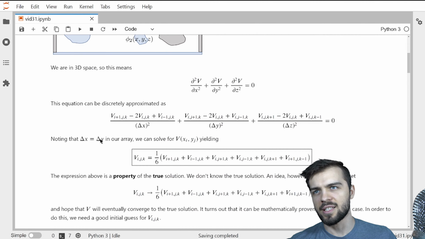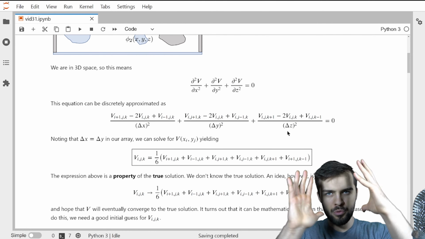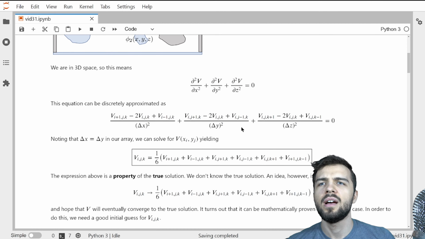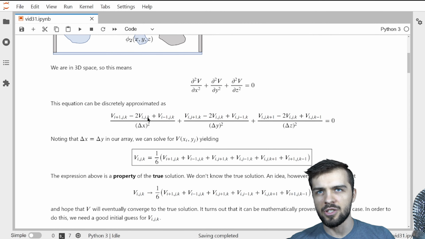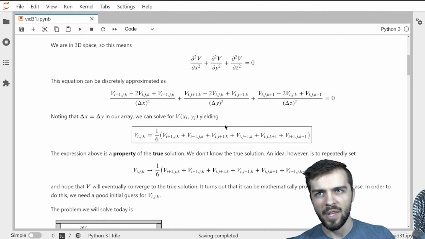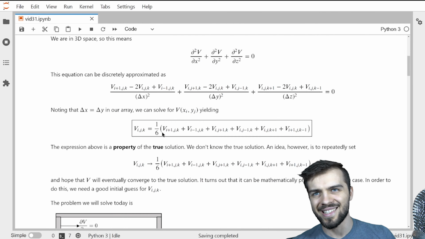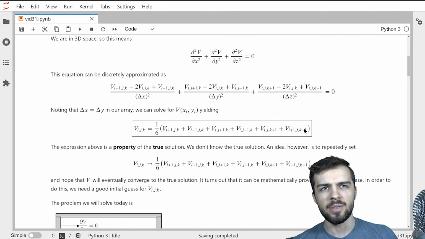Now, if we use delta x equals delta y, there should also be a delta z. These are all equal spacing in our 3D grid of points. We can actually solve for vijk. You'll note the vijk shows up in all these different expressions. So we set delta x equals delta y equals delta z, multiply by that, bring it to the other side, we get 0. Then we solve for vijk, and we get that vijk is 1/6 of all these points: i plus 1, i minus 1, j plus 1, j minus 1, k plus 1, k minus 1.